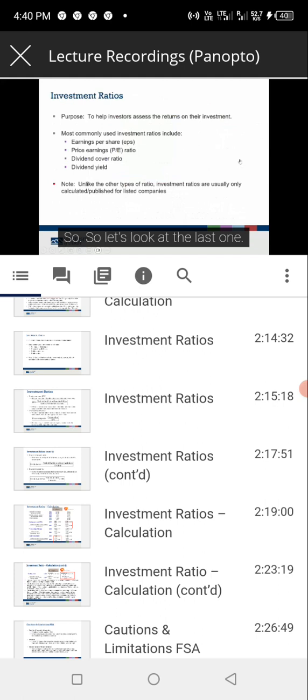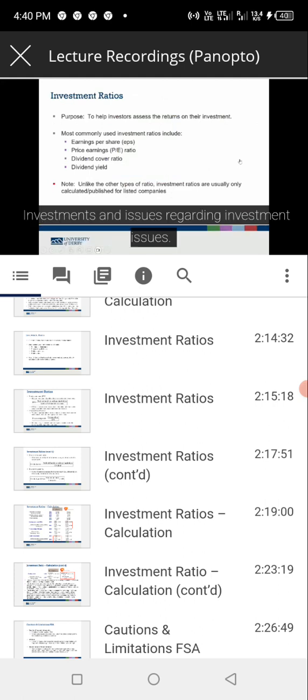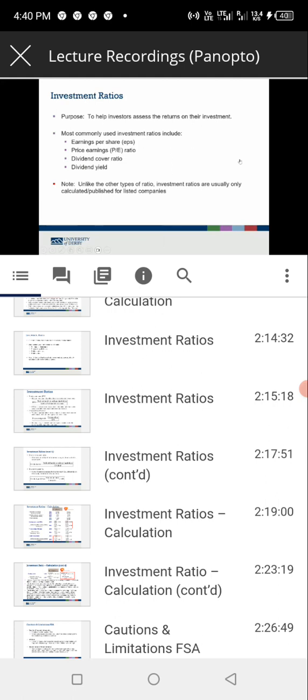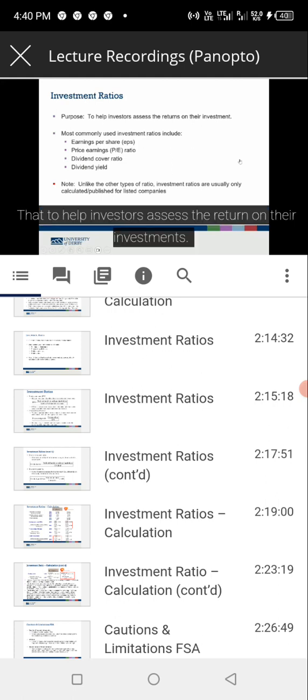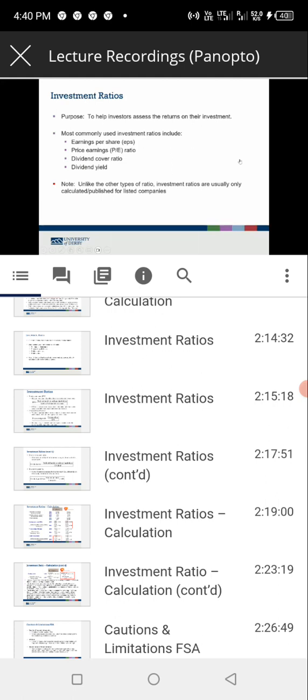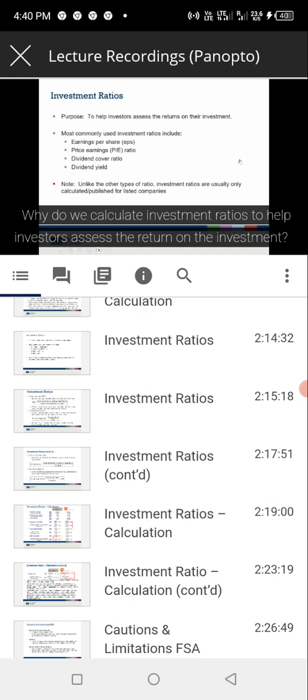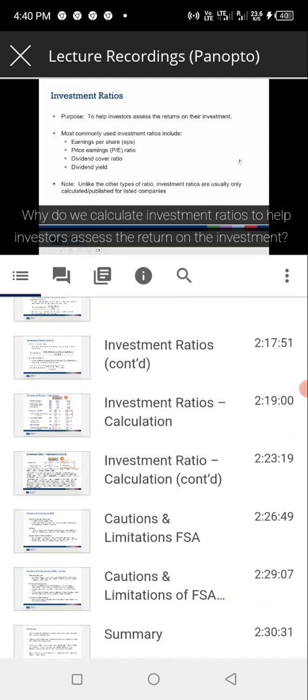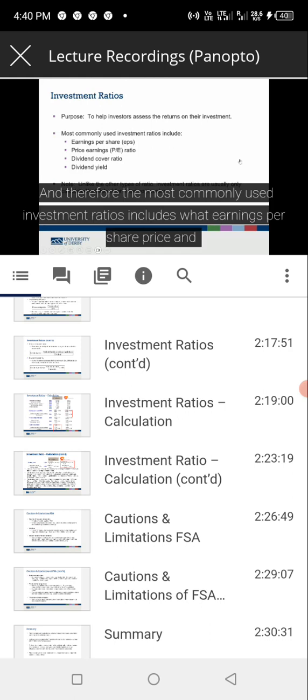So let's look at the last one, investment ratios. Okay, let's look at the investment ratios. We said this is to help investors assess the return on their investment. Why do we calculate investment ratios? To help investors assess the return on their investment. And therefore, the most commonly used investment ratios include earnings per share, price earning ratio, PE ratio, dividend cover ratio, and dividend yield ratio.